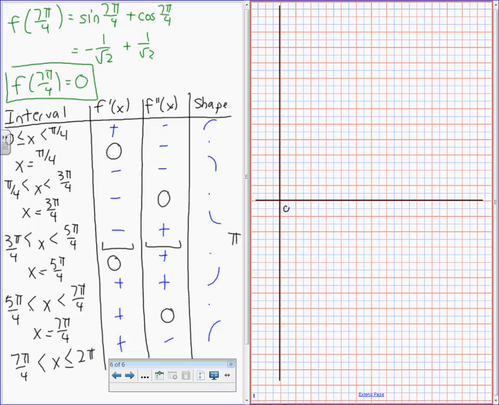So here's 0, 1, 2, 3, 4. No. There's pi by 4, pi by 2, 3 pi by 4, pi, 5 pi by 4, 3 pi by 2, 7 pi by 4, 2 pi. Then 1, 2, 3, 4, 5, 6, 7, 8. There's root 2. 1, 2, 3, 4, 5, 6, 7, 8. There's negative root 2.